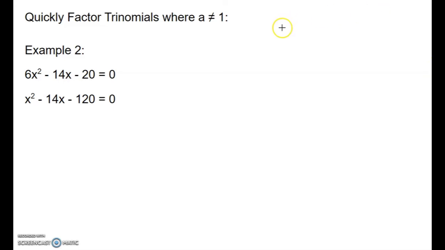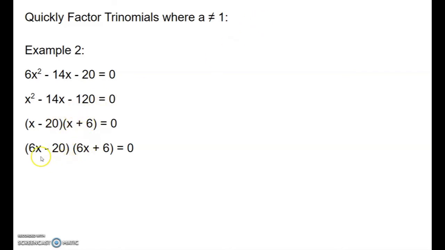So from here, you would use the AM method. So what adds to negative 14x but multiplies to negative 120? Well, that would be x minus 20 times x plus 6. But remember, we took a 6 out and we got to put it back. So that would be 6x minus 20 times 6x plus 6. Remember, the 20 and the 6, the constants, do not get multiplied by the 6.